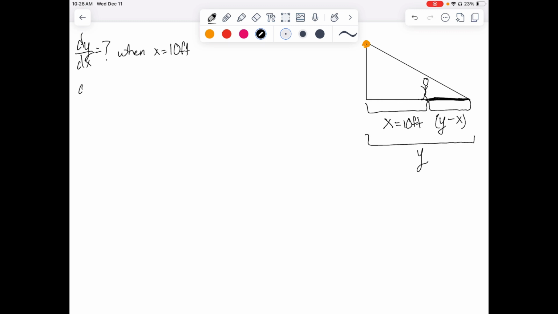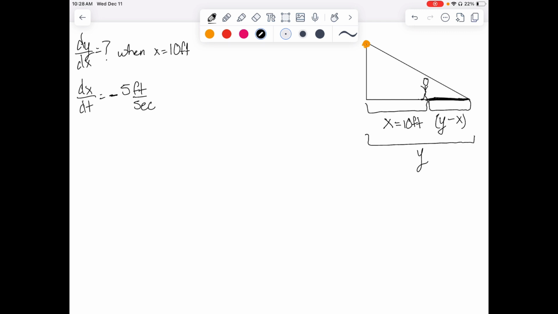So that means dx/dt is going to be negative 5 feet per second, because he's walking towards the light, meaning he started 10 feet away from the light, and every second he is reducing his distance from the base of that light. That is the reason why dx/dt here is going to be negative.